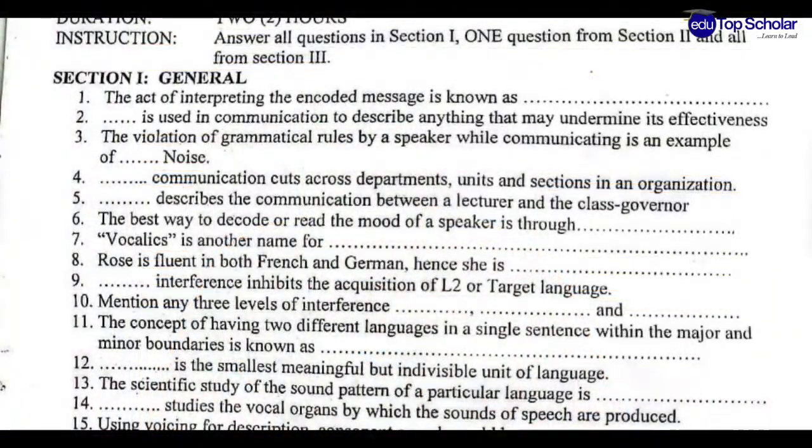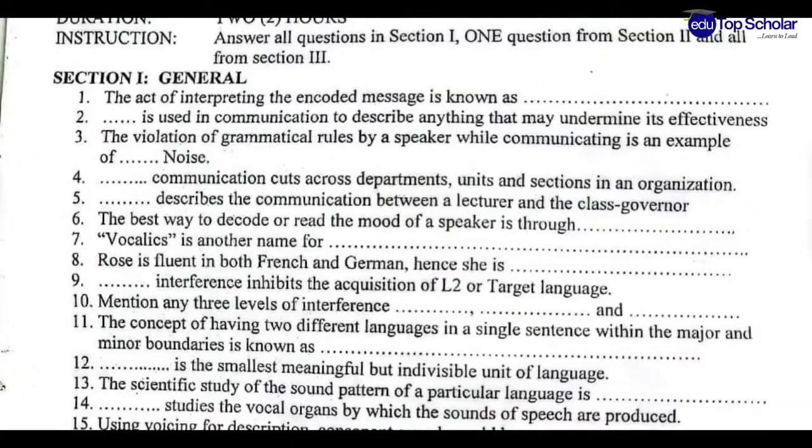When wrong pronunciation is applied to a particular word, it will cause phonological interference. That's the same thing with phonological noise, in the types of noise. Okay, so for number 10, we have 3 levels of interference: semantic interference, syntactic interference, and phonological interference.